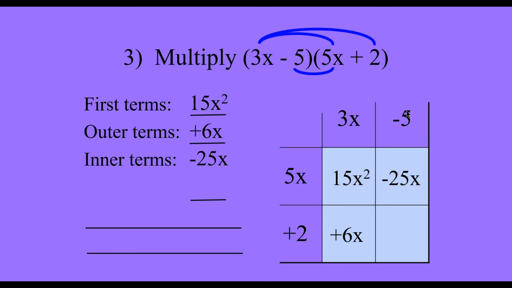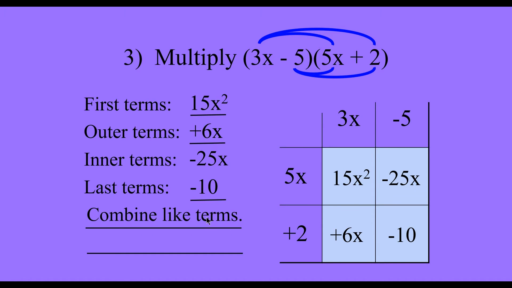And then I will do this box times that box, and I will get my last terms. As you can see, the negative 5 times the positive 2 will give me a negative times a positive is a negative 10. Am I done? No, of course not. I must still combine like terms. If you have a nice highlighter, you can make it all colorful, or you can just circle.